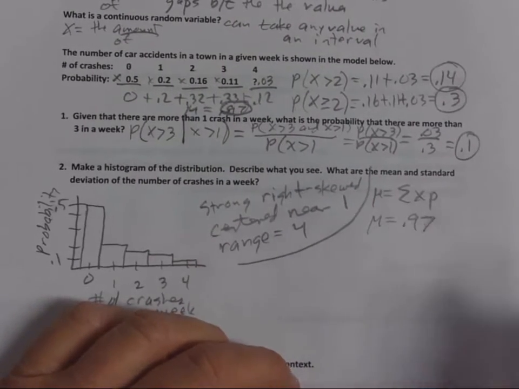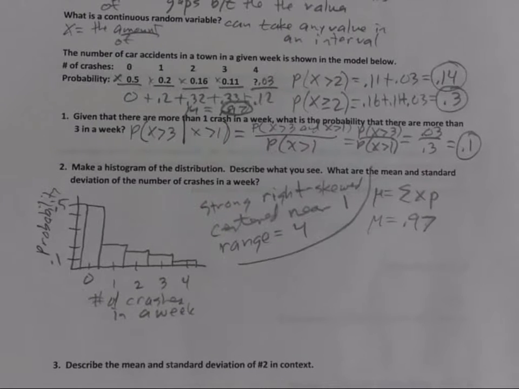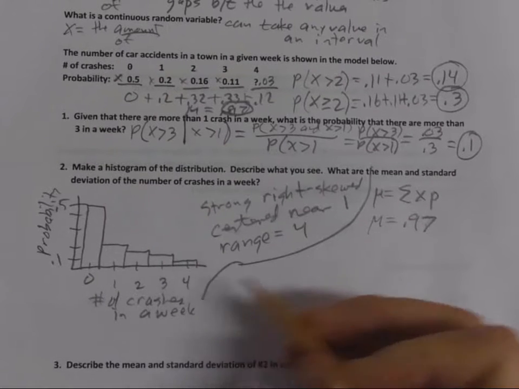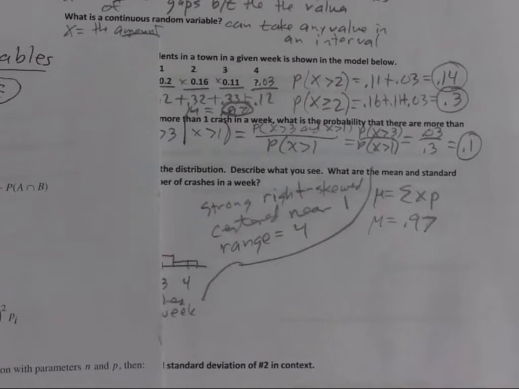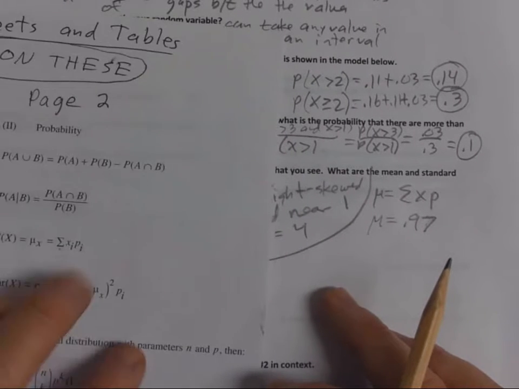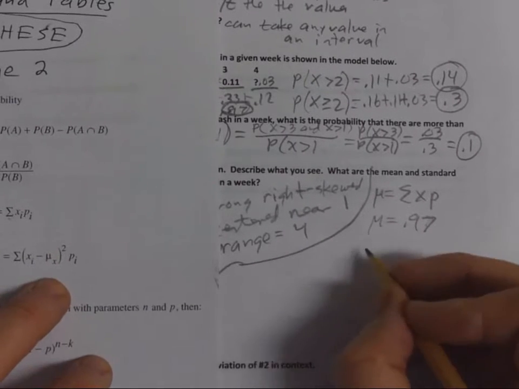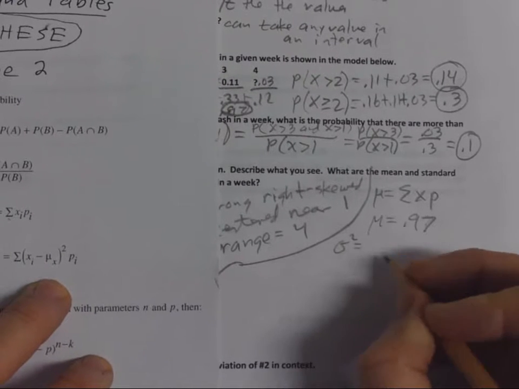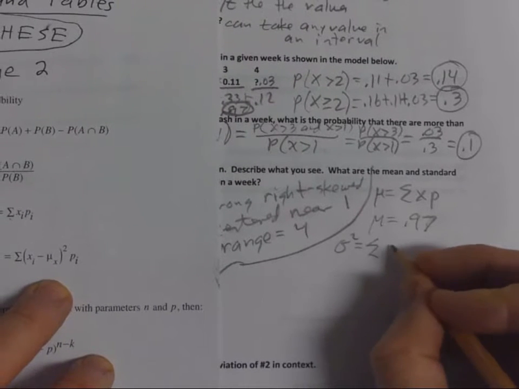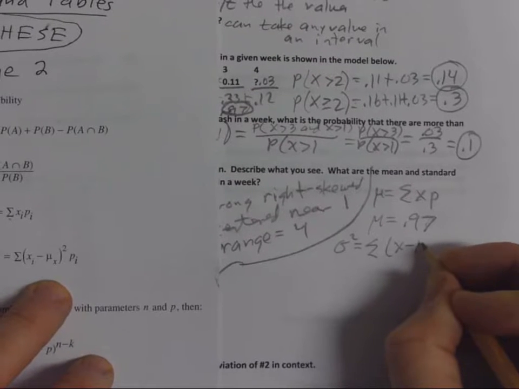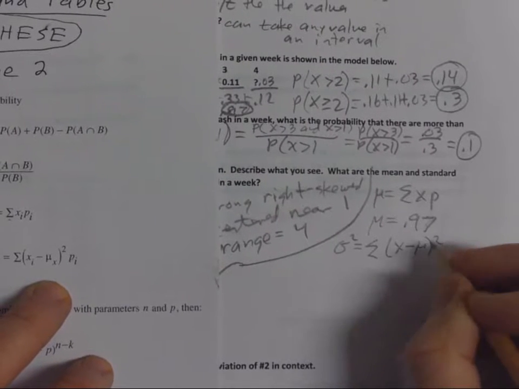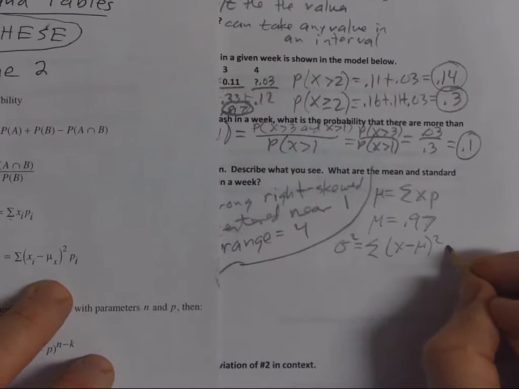Now, the standard deviation is a little more complicated. To find the variance and standard deviation, there is a shortcut with your calculator, but let me show you how to do that. The formula there that is on your formula sheet, so there it is. The variance is going to be equal to the sum of x minus the mean, square it, and then multiply it by its probability.